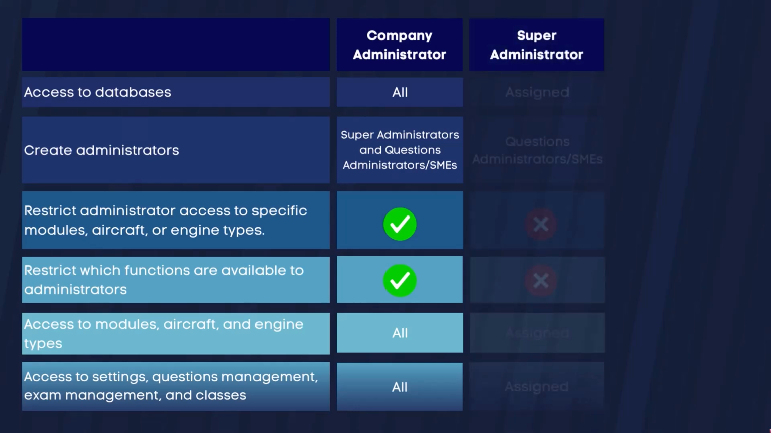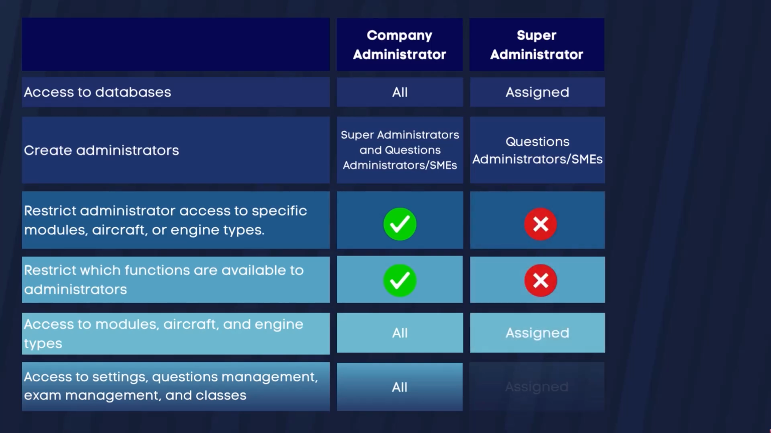2. Super Administrator. The Super Administrator has almost the same permissions as the company administrator, but with slightly reduced authority. This role includes access to assigned database only, creating and managing questions administrators SMEs, access to specific modules, aircraft, and engine types assigned by a higher-level administrator. Access to system settings, question management, exam management, and classes as granted by a higher-level administrator.